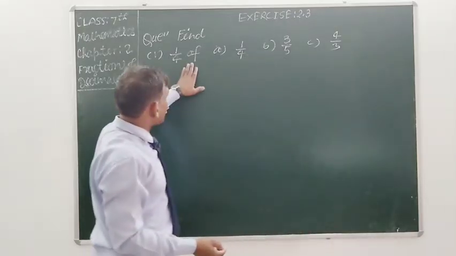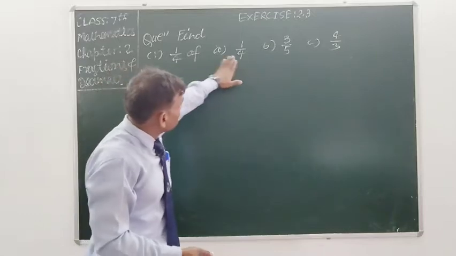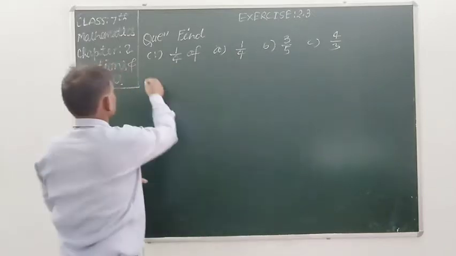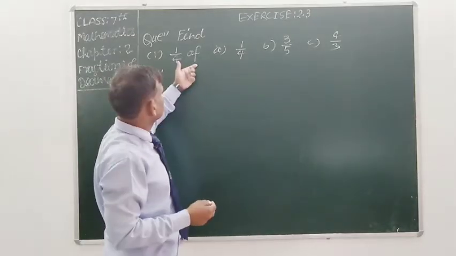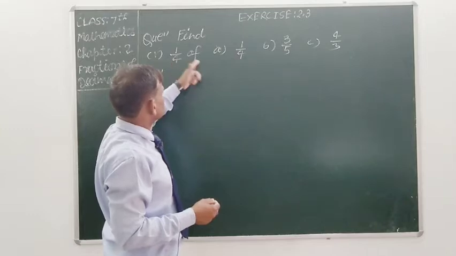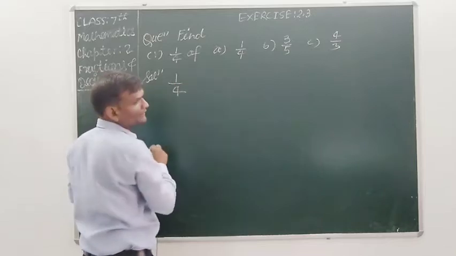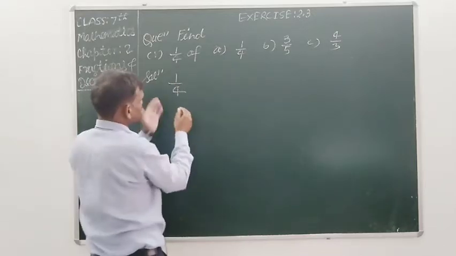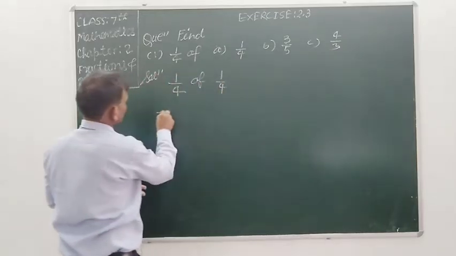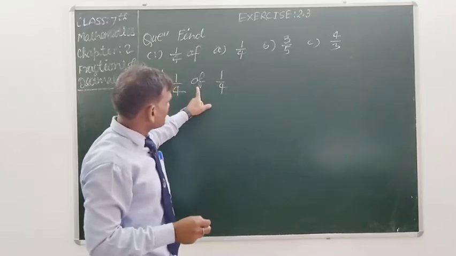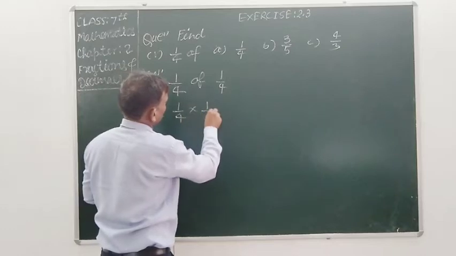And you know, student, "of" means multiply in mathematics. So 1 upon 4 of 1 upon 4. So student, how can we solve it? Student, 1 upon 4, the question has the same. In first step, 1 upon 4 of 1 upon 4. And student, I have told you "of" means multiply in mathematics. So 1 upon 4 into 1 upon 4.